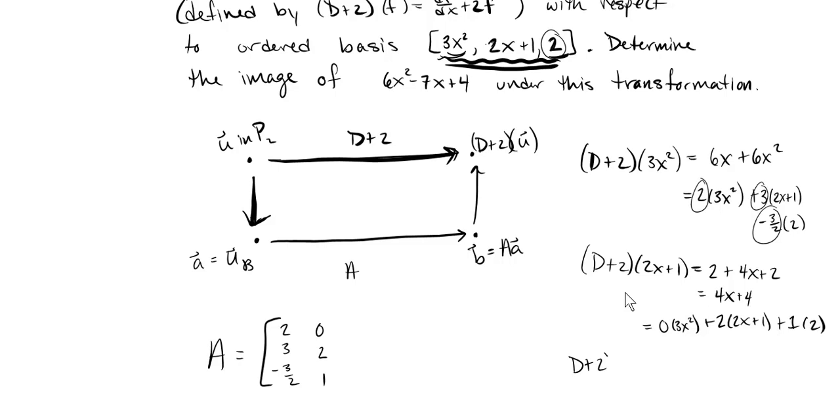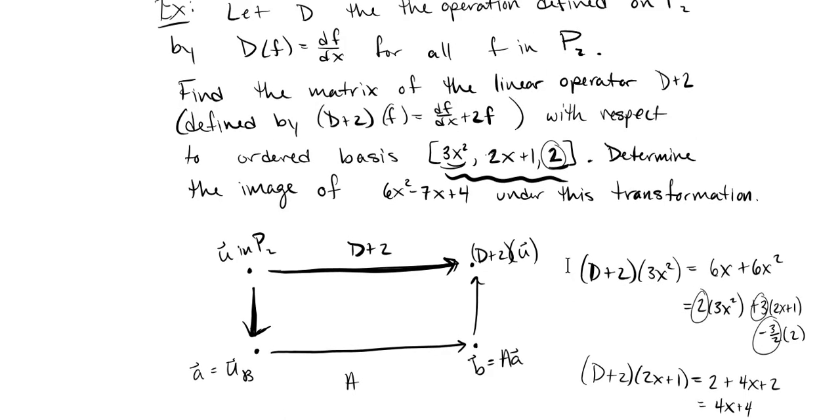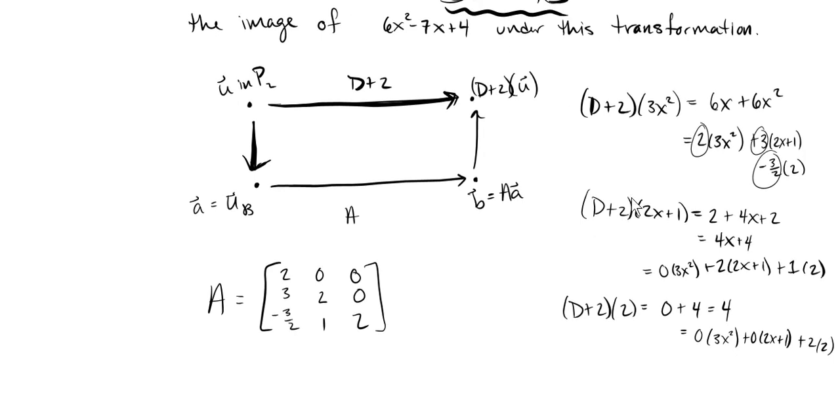Finally, apply this to the last basis vector. What do we get? The derivative of 2 is 0, plus 2 times 2 is 4. We just get 4, but again, we have to express this in terms of our basis vectors here. This is 0 times the first one, plus 0 times the second one. Finally, 2 times the last basis vector. So there we have it. That is our transformation matrix, right? Our matrix that represents our transformation. D plus 2 is that transformation.